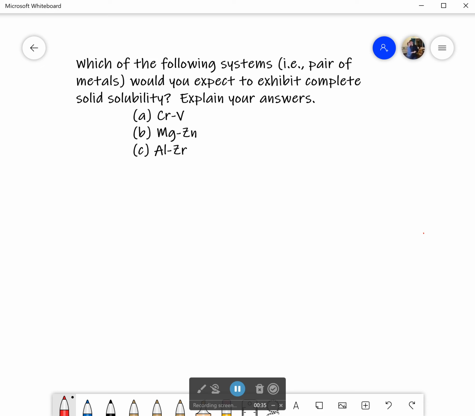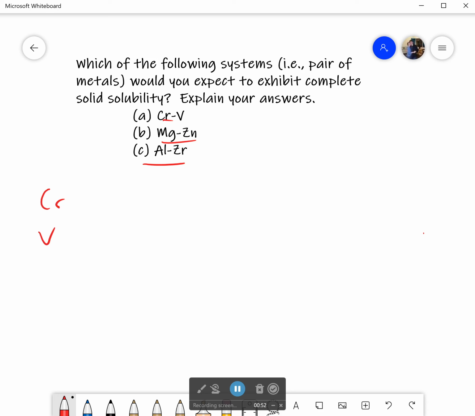So let's look at these three situations and see which of these might be able to have this complete solubility. So let's work through it. So chrome and vanadium.